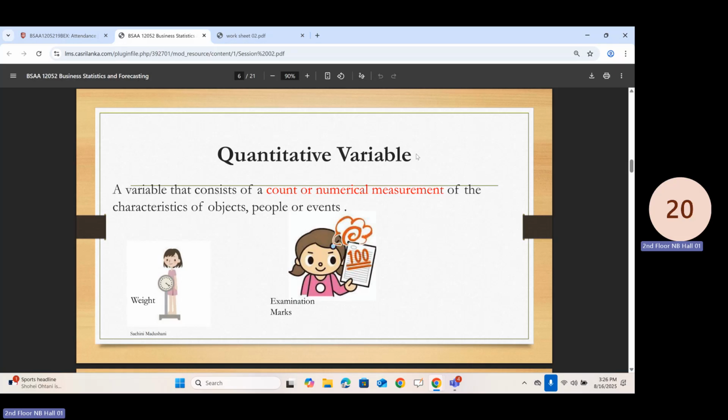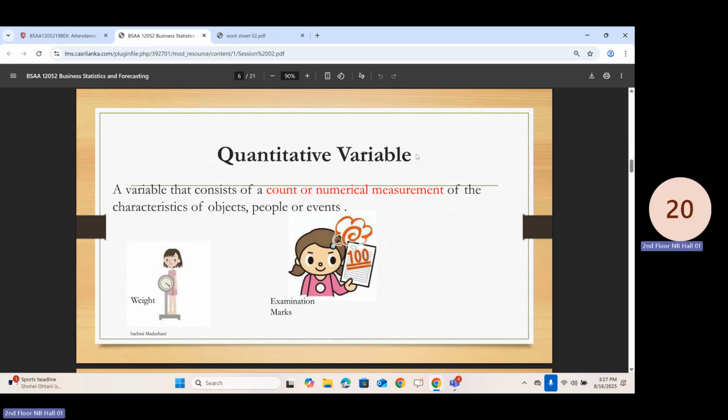Gender cannot be measured numerically, so we call it qualitative. Another special thing about qualitative variables is that they always consist of categorical responses. Gender is qualitative. Why? It cannot be measured numerically, and it consists of categorical responses: male or female. Categories are there.